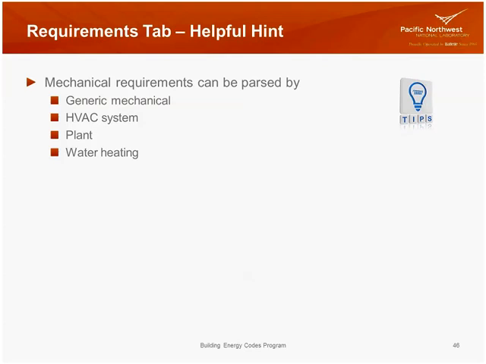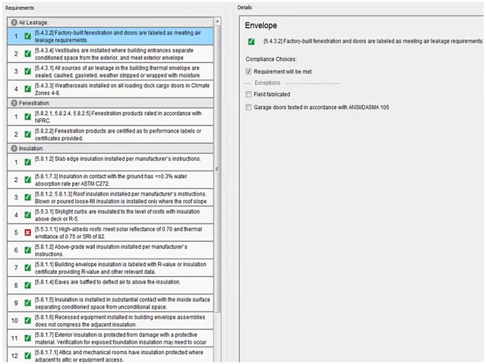So some helpful hints, as an overview on mechanical, is that your requirements can be parsed out by general, HVAC, plant, and water heating. And with that, knowing that you can parse those things out, here is just a screenshot on the envelope requirements, and we'll get to the mechanical requirements tab.